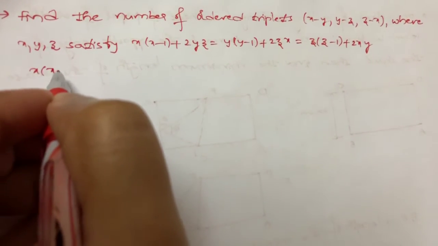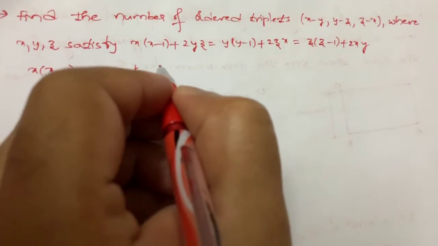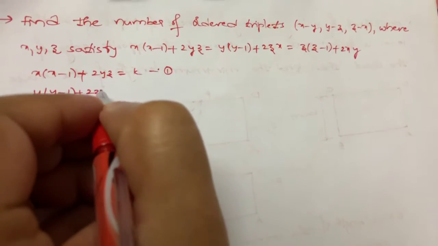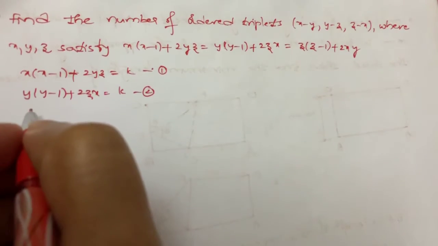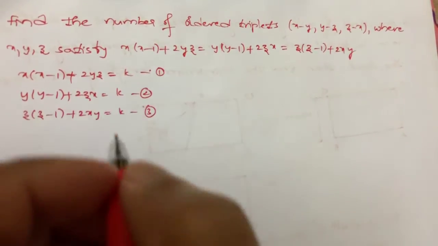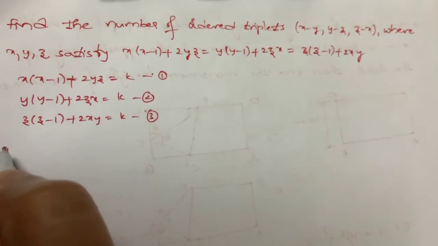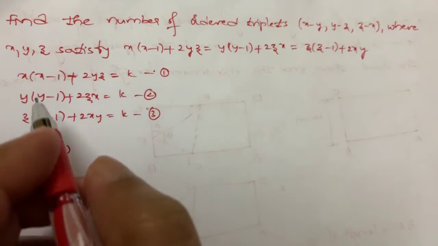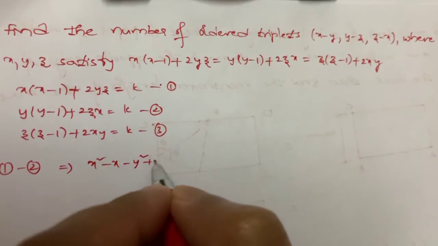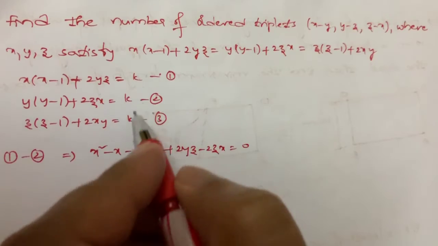So if I equate each of the equations to k, x(x − 1) + 2yz is equal to k, this is equation number 1. y(y − 1) + 2zx is equal to k, this is the second equation. z(z − 1) + 2xy is equal to k, this is the third equation. Now I want to solve these. We'll do 1 minus 2 first. If I do 1 minus 2, I'll get x² − x − y² + y + 2yz − 2zx is equal to 0, because k minus k.